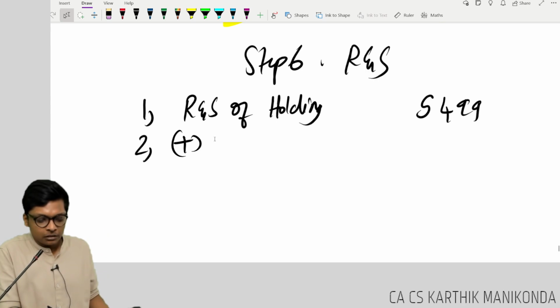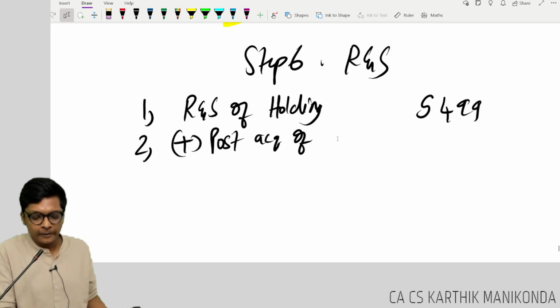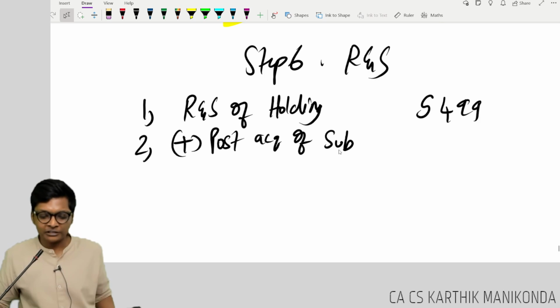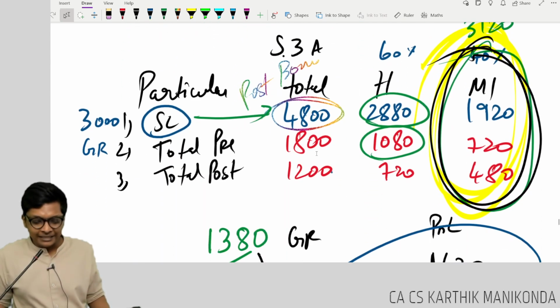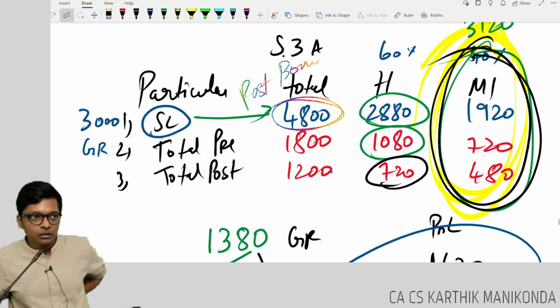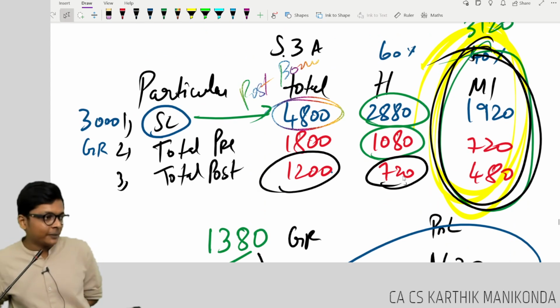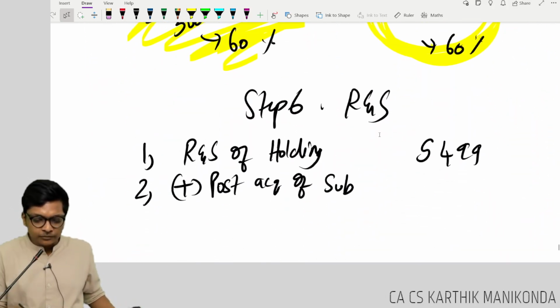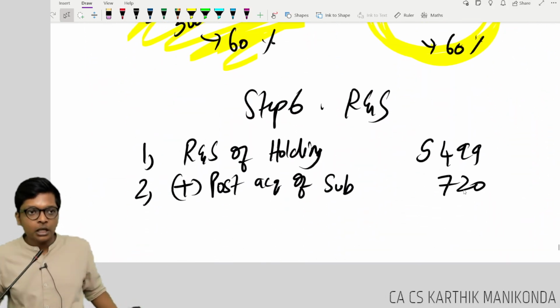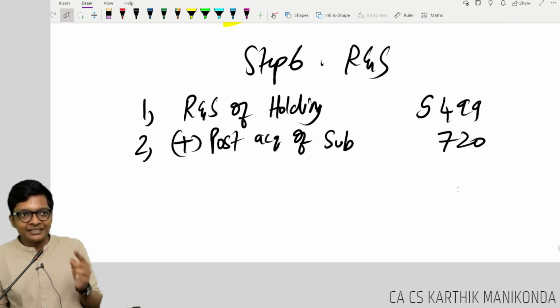Second, add post acquisition of subsidiary. My share of post acquisition. Where is the answer for this? Table we did 3A. How much? 720. Correct? 1070 times 60%, 720. Correct? So I will add how much, guys? 720.